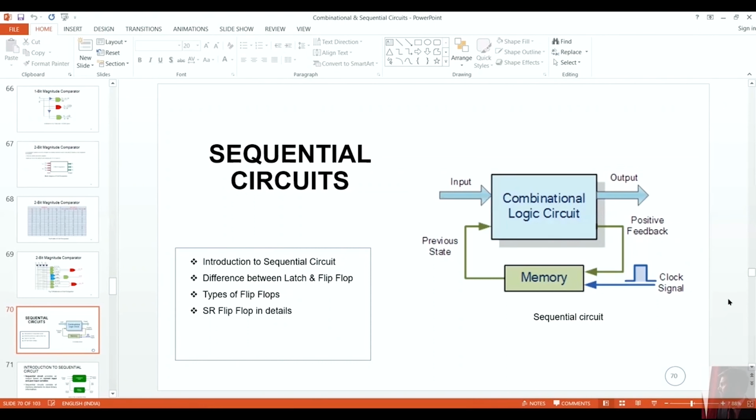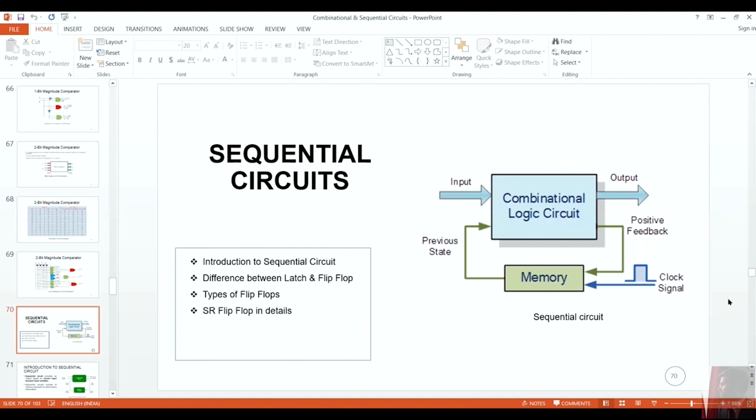Okay, so this is known as pulse, not a clock. So we will discuss in detail about this. What is clock? What is pulse? What is flip flop? How the different flip flops can be used? Okay, so let's start now.